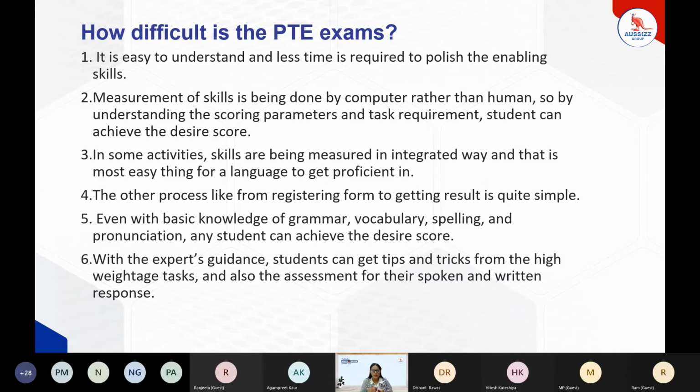Even with basic vocabulary, I can draft an answer, I can speak about the answer, and with basic spellings as well, I can cross these exams nicely. The most important thing is expert guidance.